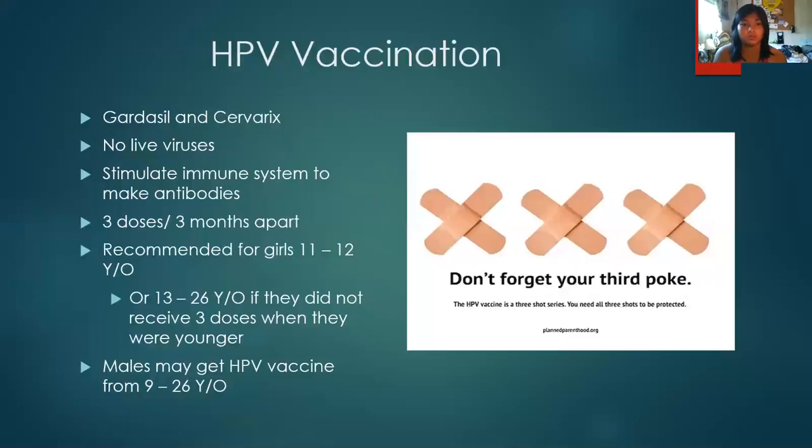It is 3 doses, which are 3 months apart from each other. It's recommended for girls 11 to 12 years of age or 13 to 26 years of age if they do not receive 3 doses in their younger years. Males may also get the HPV vaccine from the ages of 9 to 26. Even though males do not have cervixes, they can still be carriers of the HPV infection, and they can still have HPV infections, which can spread to their female partners. So it's better to get everyone vaccinated against this.